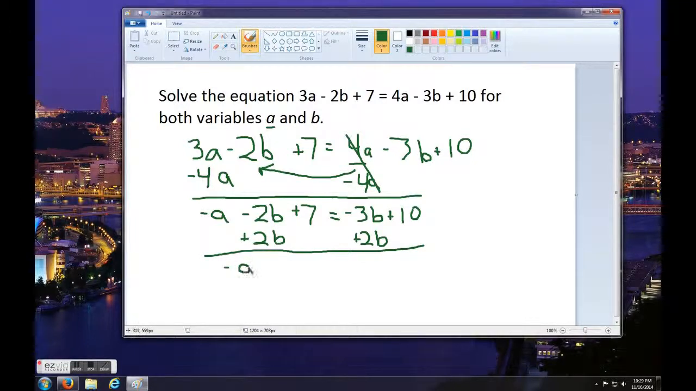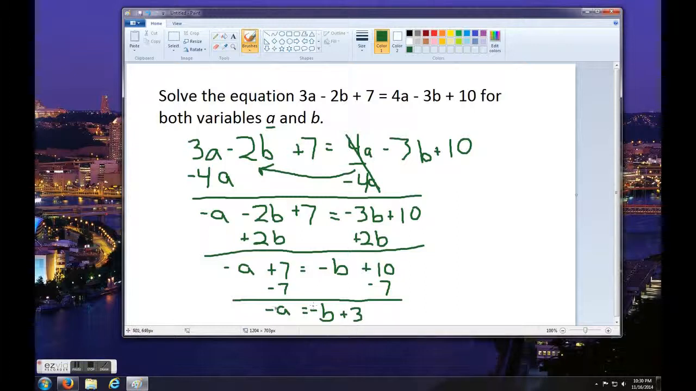So this leaves me with negative a plus 7 equals, what's negative 3b plus 2b? Well, that's a negative b plus 10. We're almost done. There's one last thing that's clogging our a up over here. How do we get rid of this positive 7? Well, we can subtract 7, or you could add a negative 7. It's the exact same thing. If I subtract 7 there, I have to subtract 7 here. And we are left with negative a equals negative b plus 3.